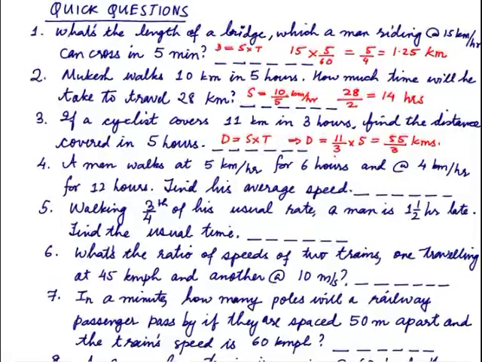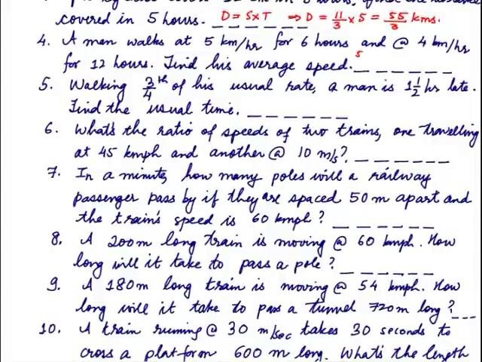We move on to question 4. A man walks at 5 kilometers per hour for 6 hours and at 4 kilometers per hour for 12 hours. Find his average speed. Now your natural inclination will be to directly apply the formula 2uv upon u plus v, because that is what we have studied. But that would be wrong, because remember, in that formula, distance travelled was the same. The distance travelled when we went at a speed of u was the same as the distance travelled when we came back at a speed of v. Here, the distance itself is changing. So you have to go back to the first principles. Let us do that. At 5 kilometers per hour for 6 hours, how much will I cover? 30 kilometers. At 4 kilometers per hour for 12 hours, how much will I cover? 48 kilometers.